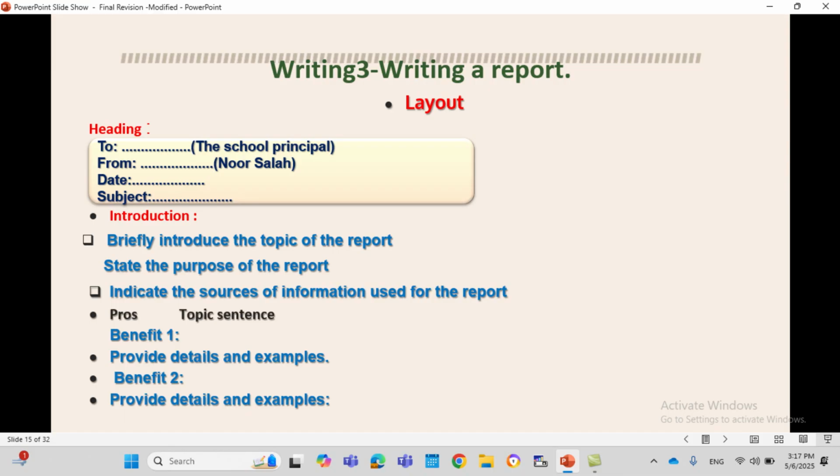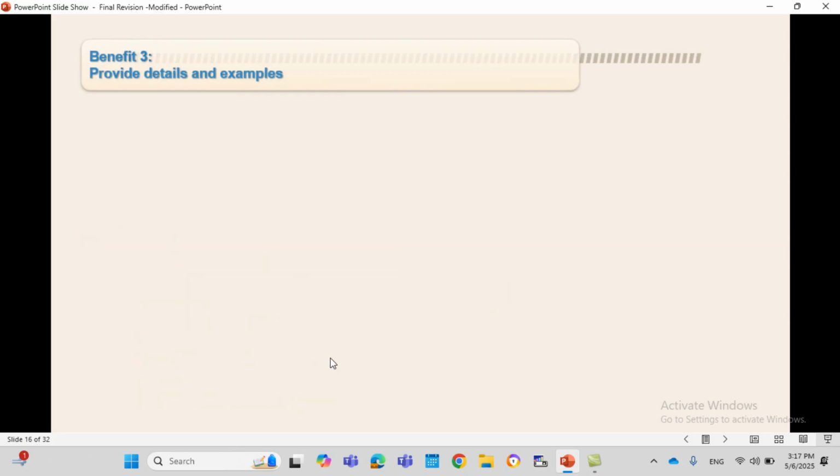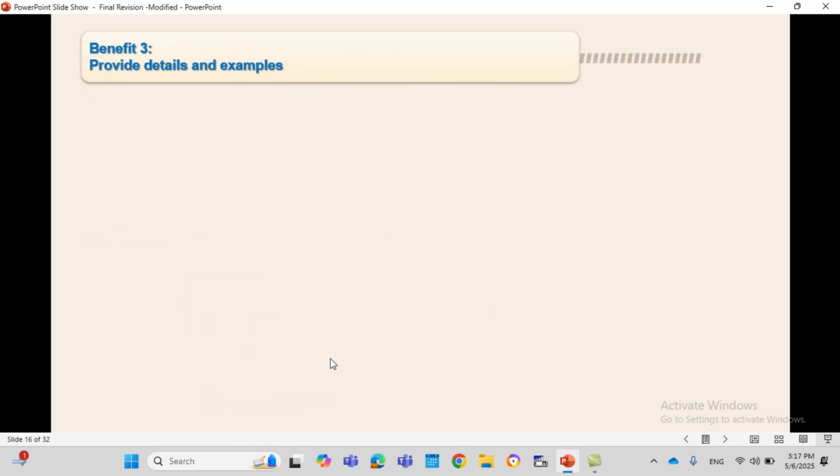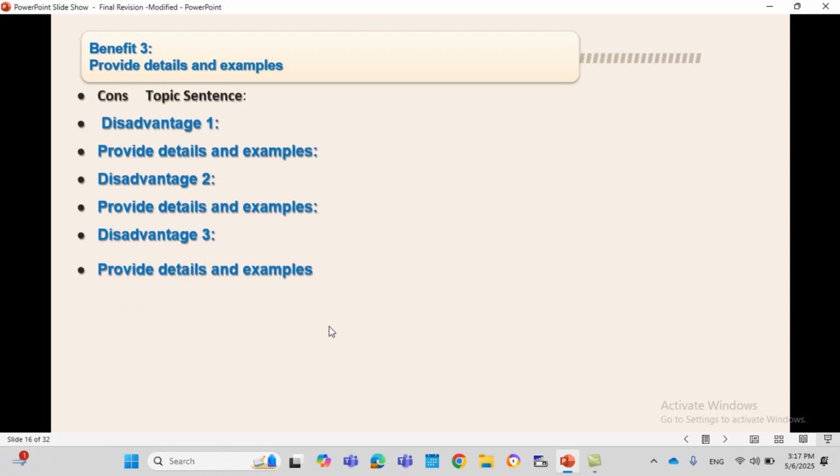After that, we list the benefits or advantages. Benefit 1, you provide details and examples. Benefit 2, you provide details and examples as well. Benefit 3, you provide details and examples. Okay? After that, we turn to the disadvantages. We provide details and examples. Disadvantage 1, provide details and examples. Disadvantage 2, provide details about it and examples to support your idea. Then after that, disadvantage 3, provide details and examples.